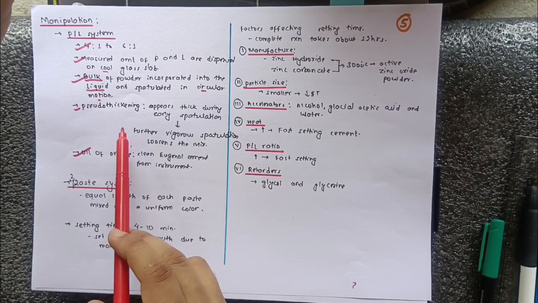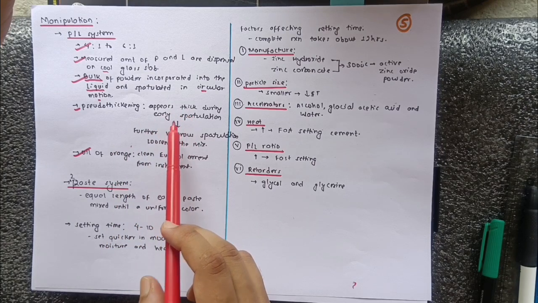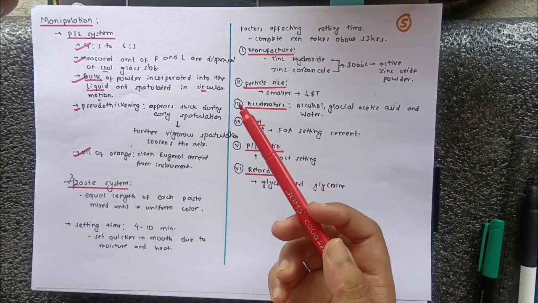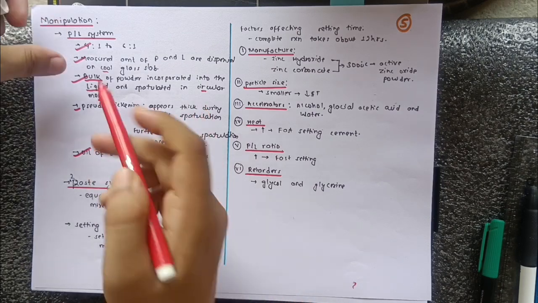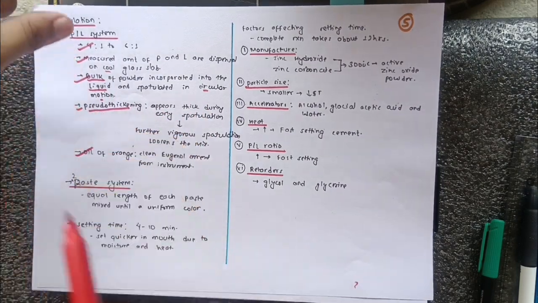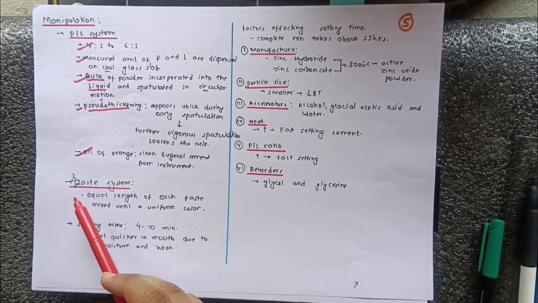Pseudo thickening appears thick during the early spatulation, and looking at that thickness, we call it pseudo thickening. Pseudo thickening is present in zinc oxide eugenol. So just remember this.